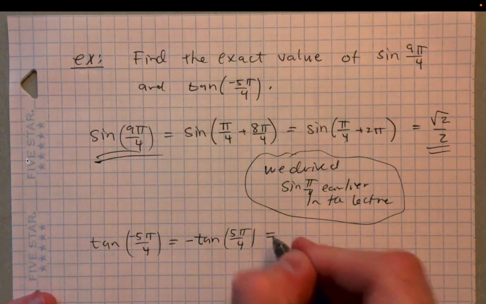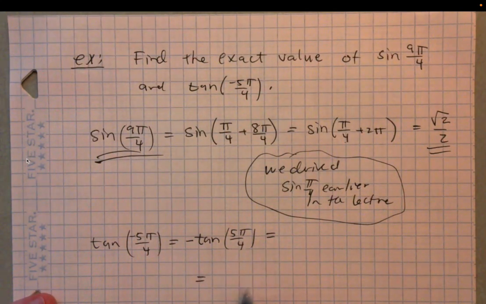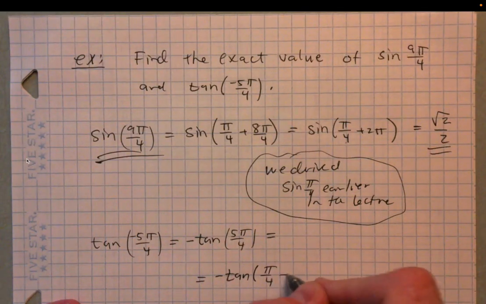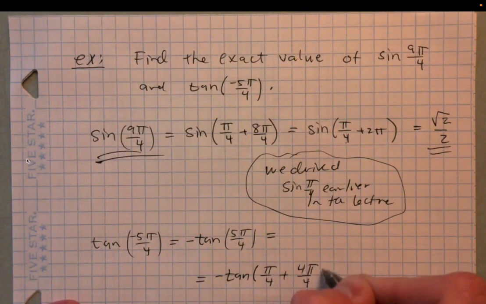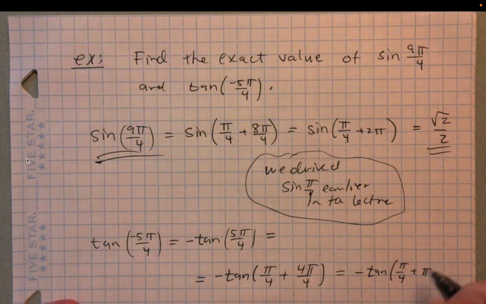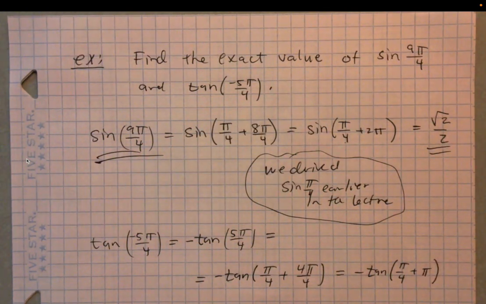And then we can use the same trick on this angle. So negative tan of 5 pi over 4 is equal to negative tan of pi over 4 plus 4 pi over 4, and 4 pi over 4 is just pi. And we just got done saying that tangent is periodic with period pi, and so this is going to work out nicely as well.